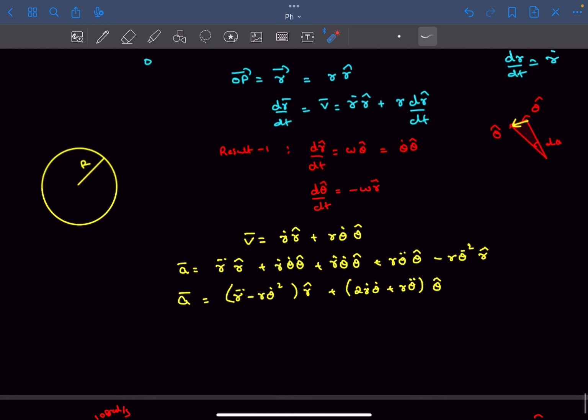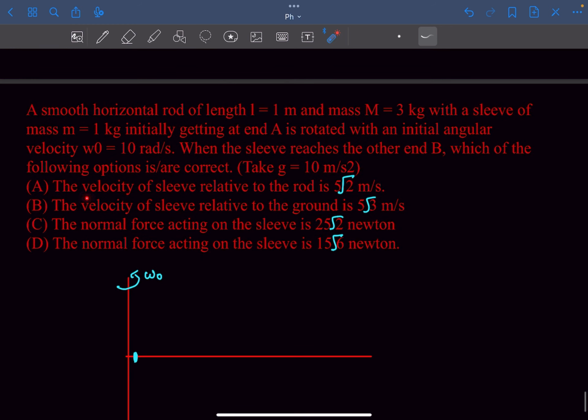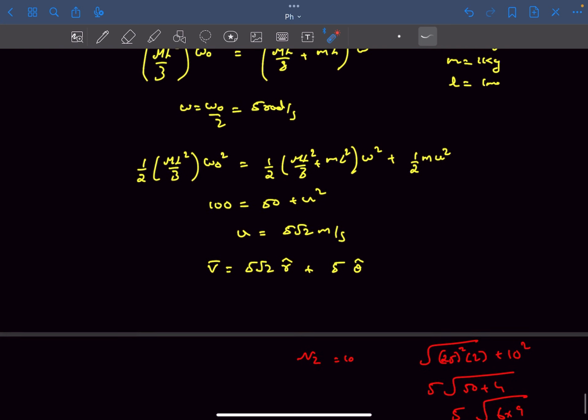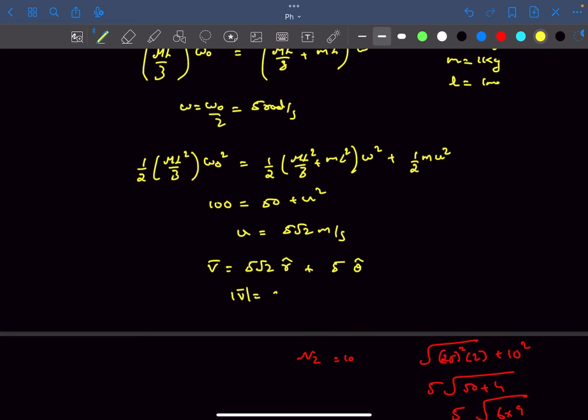Okay, so now if we look at the options, they are asking the velocity of the sleeve relative to the rod and the velocity of the sleeve relative to the ground, and there should be a correction. This must be the speed of the sleeve. Relative to the ground, the speed will simply be the modulus of v, and that would be 5 root 3 meters per second, which was option B, I guess.